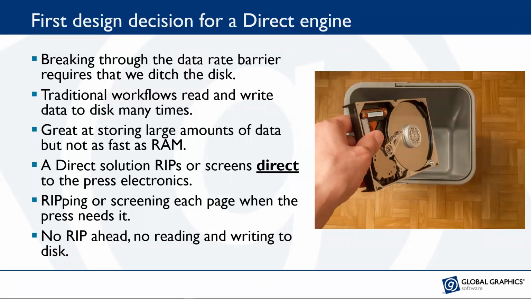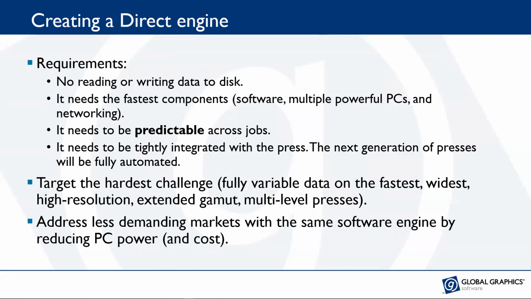So the first design decision for a direct engine has to be ditching the disk. Even with the fastest solid-state drives available, you don't have enough speed for the kinds of data rates we talked about earlier, since traditional workflows have to read and write data many times. While disks are great for storing your input PDF or other big data, there's really no place for them in the middle of a pipeline where you want to send the screened output direct to the press electronics as fast as possible. Aside from the speed gains for driving the press at the rates you want, there's also the convenience of being able to start printing as soon as you have the input files. However, going direct involves more than just ditching the disk.